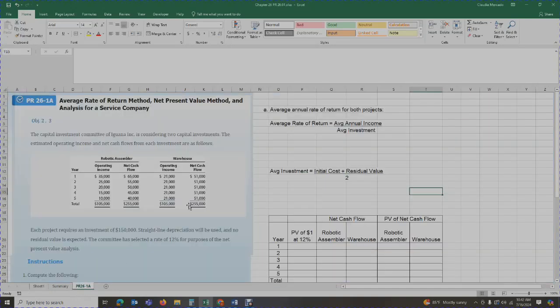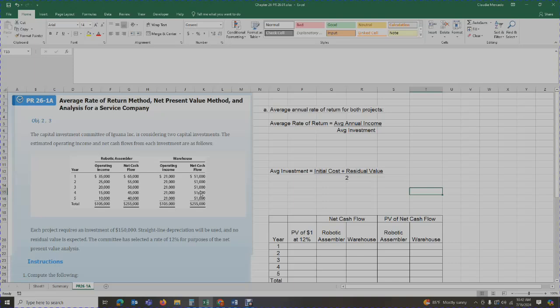Okay, now the problem that we're going to be covering in this particular lecture is going to be on your final exam. That is why I've selected it to cover it in detail with you. It covers the average rate of return method, the net present value method, and the analysis for a service company. Okay, so the problem reads as follows.